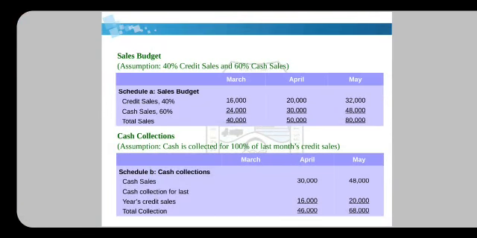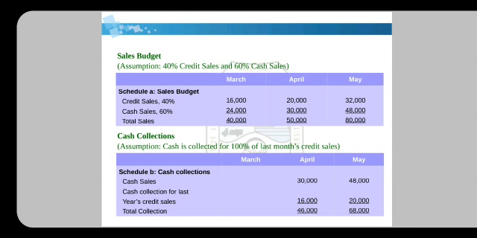So let's start with the sales budget. What information are we having about it? Whatever sale forecasted we are having for the particular month, 40% we are going to give as credit, which means we will receive that 40% in the next month, and 60% as cash, so 60% we will receive in the form of cash in the same month. So this is known as Schedule A, the sales budget.